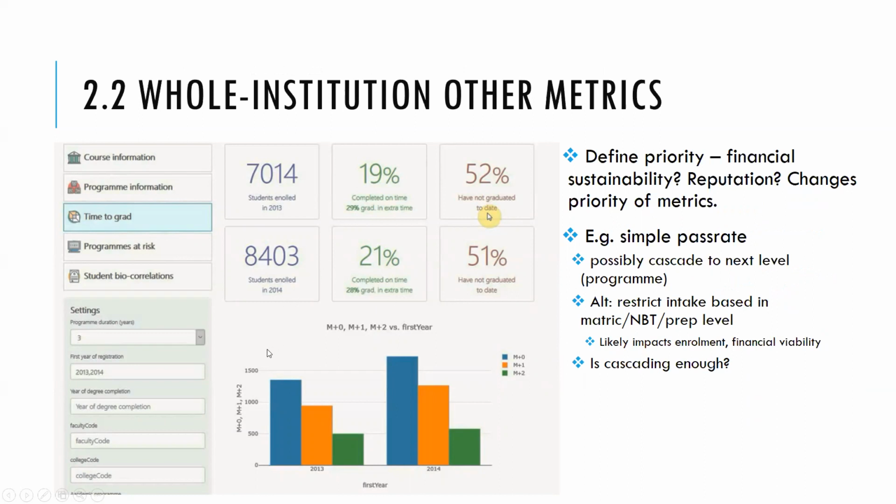So in this case, we are looking at an academic institution that's taking on average between 7,000 and 8,000 students. And we find that of a cohort that entered in a particular year, only about 20% are graduating in the minimum time, and about 50% are not graduating from that program.